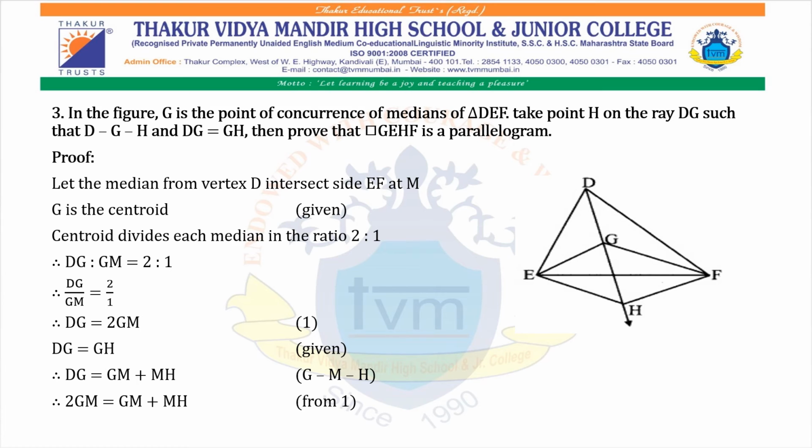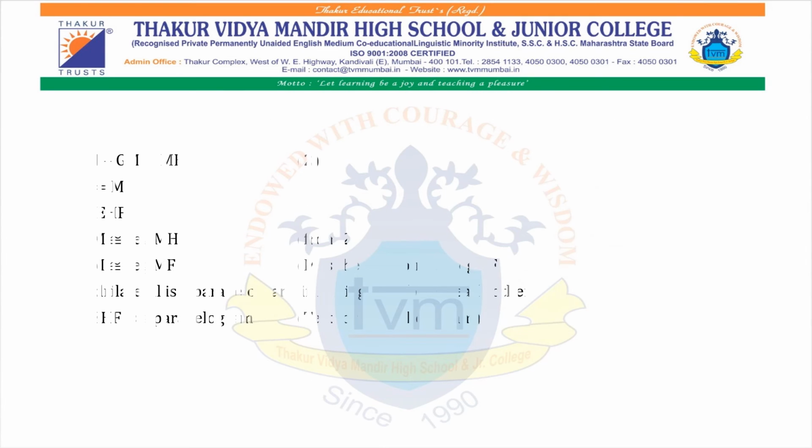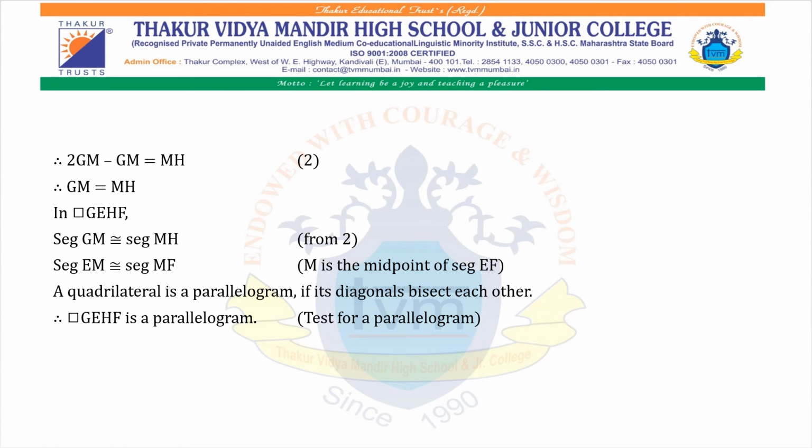Therefore, 2GM is equal to GM plus MH from the first statement. Therefore, 2GM minus GM is equal to MH, second statement. Therefore, GM is equal to MH. In quadrilateral GEHF, seg GM is congruent to seg MH from the second statement. Seg EM is congruent to seg MF, M is the midpoint of seg EF. A quadrilateral is a parallelogram if its diagonals bisect each other. Therefore, quadrilateral GEHF is a parallelogram.